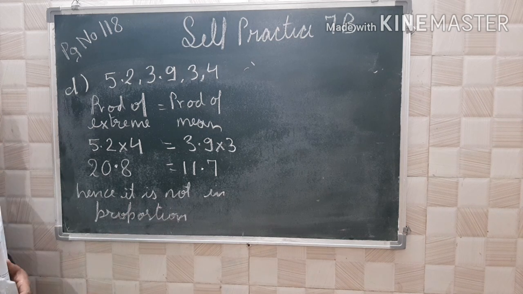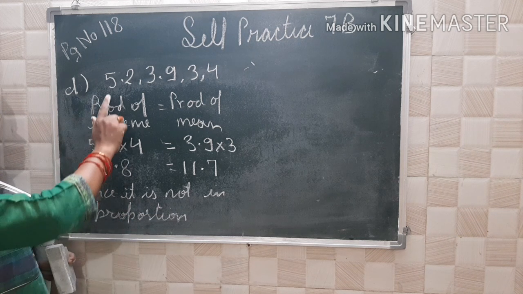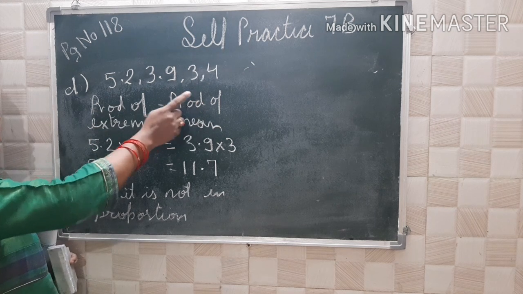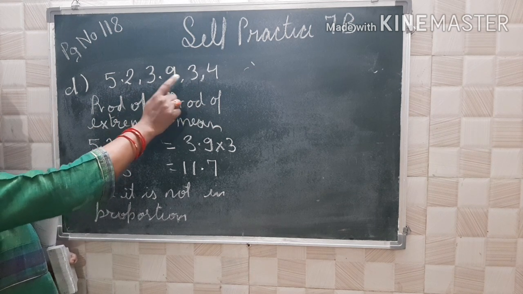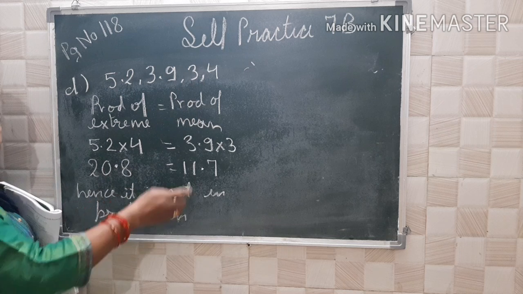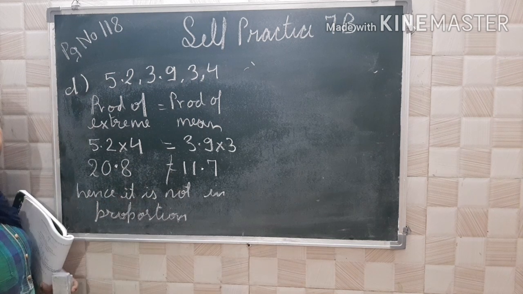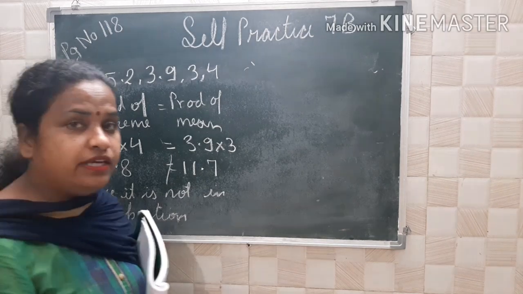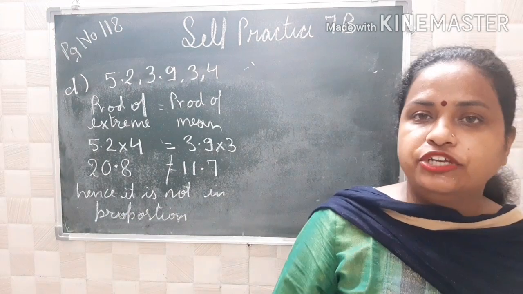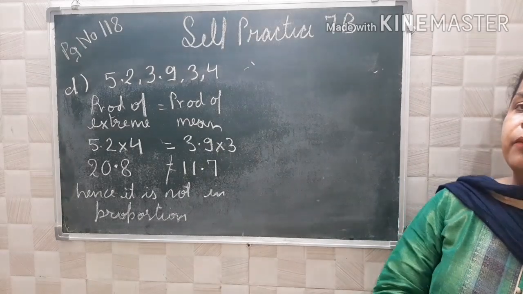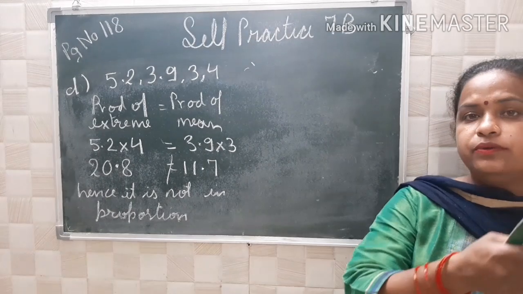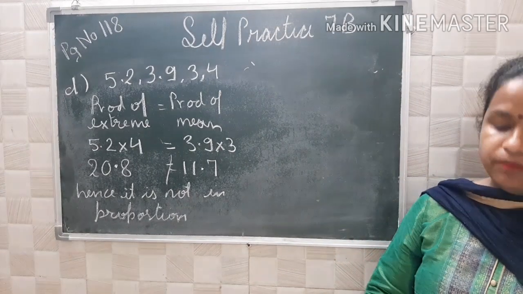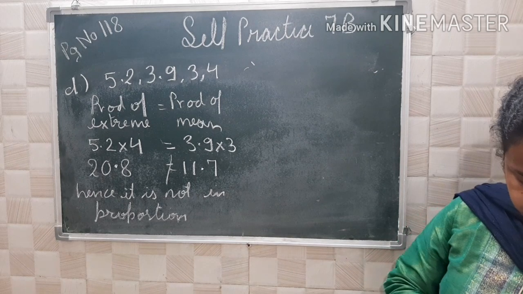You see once more. Product of extreme is 5.2 into 4 and product of means is 3.9 into 3. Are they equal to each other? No. So hence they are not in proportion. What is the condition? They should be equal to each other, then only you can say that they are in proportion. But here they are not equal to each other, hence they are not in proportion. Now see the E part.